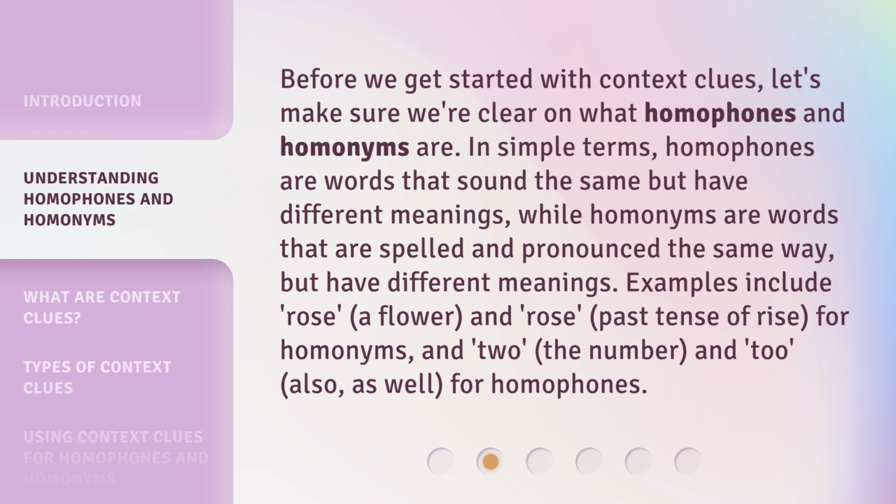In simple terms, homophones are words that sound the same but have different meanings, while homonyms are words that are spelled and pronounced the same way, but have different meanings. Examples include rose, a flower, and rose, past tense of rise, for homonyms, and two, the number, and two, also, as well, for homophones.